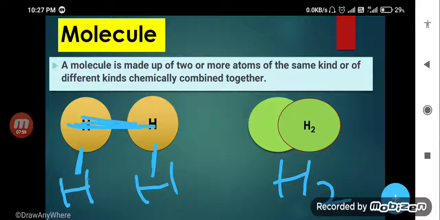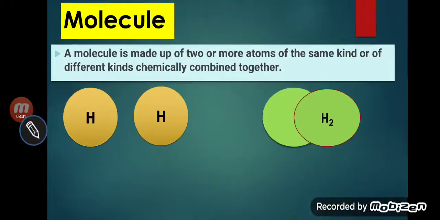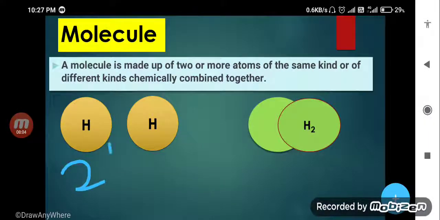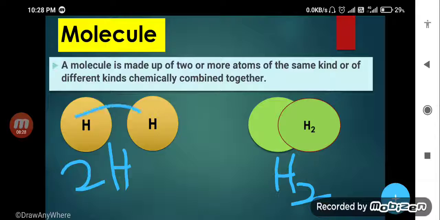So, here simply you can write 2H, and this 2H stands for two atoms of hydrogen. But here it is written H2, and H2 stands for one molecule, because in front of the H2 there is no value, meaning 1 is there, and it represents one molecule of hydrogen. And how is it formed? Whenever two atoms combine chemically, they produce a molecule.